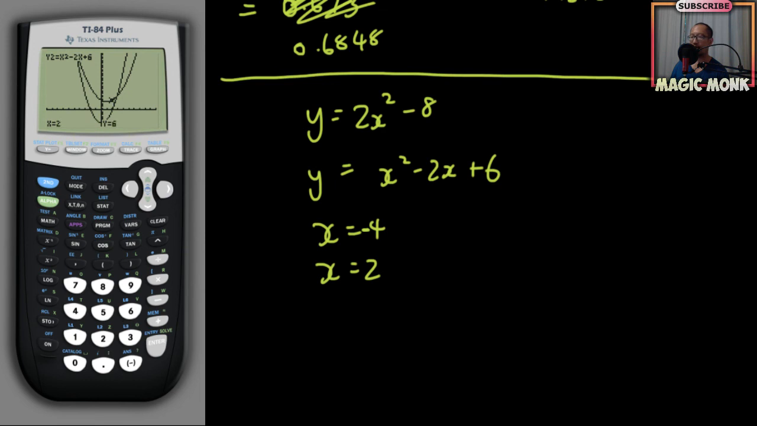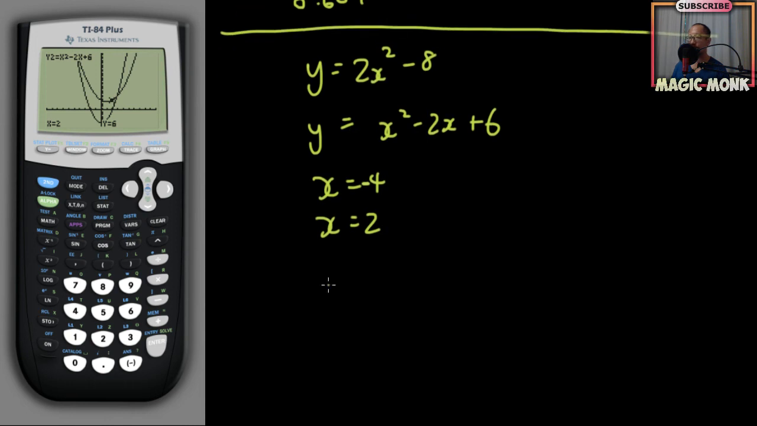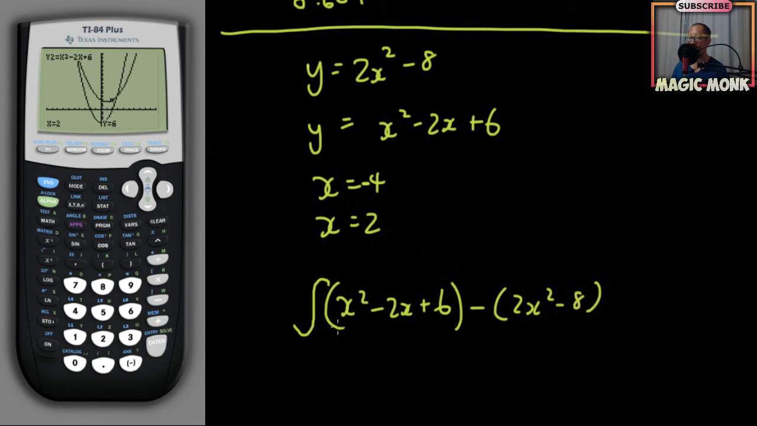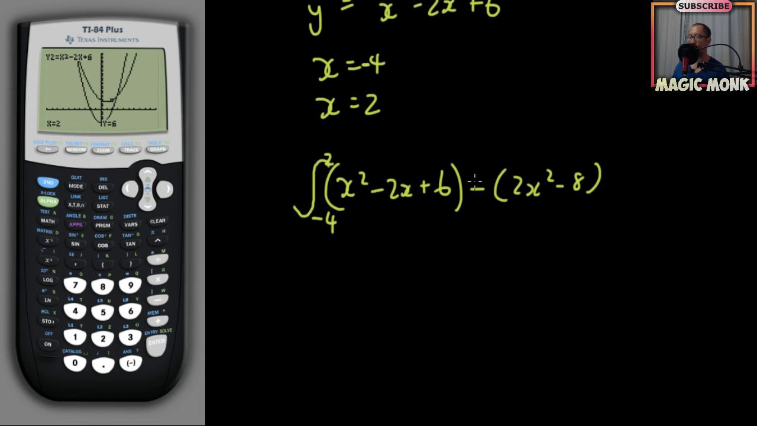So they don't touch. So what you can simply do is integrate the line at the top, x squared minus 2x plus 6, minus the line at the bottom, and then integrate it between these two boundaries.